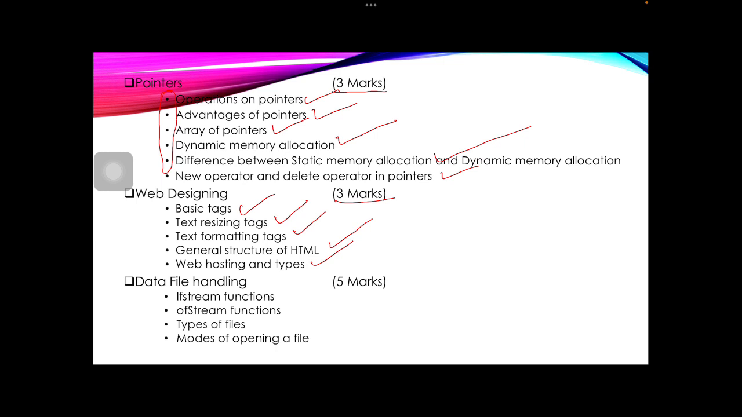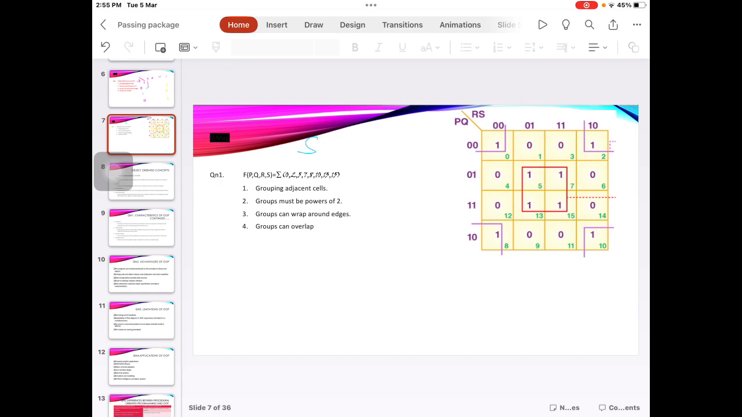Then coming to data file handling, 5 marks are there: one 2 mark question and one 3 mark question. Here I have given the topics, and from these you can expect the 2 mark as well as the 3 mark question. What are the ifstream functions, what are the ofstream functions, what are the types of files, what are the modes of opening a file. If you are thorough with these concepts, you can score 2 plus 3, 5 marks. Let's get into detail.